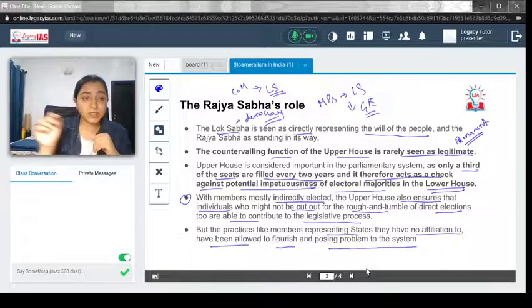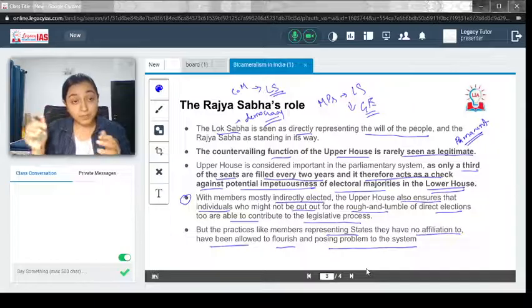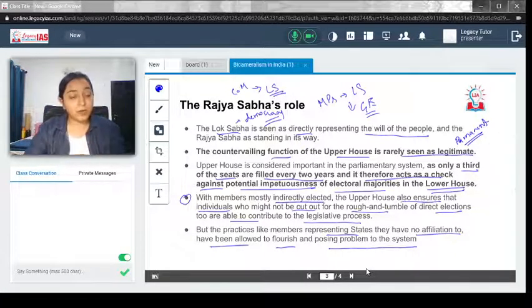In that case, they could just ask them to be nominated from a state in which they also have the government. So such kind of political practices has actually undermined the role of Rajya Sabha.